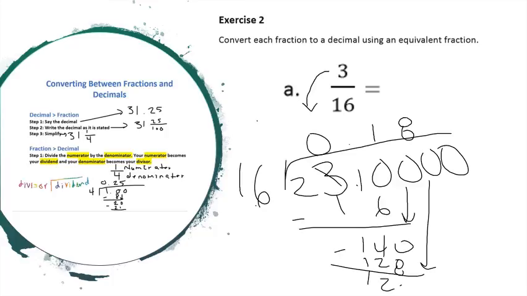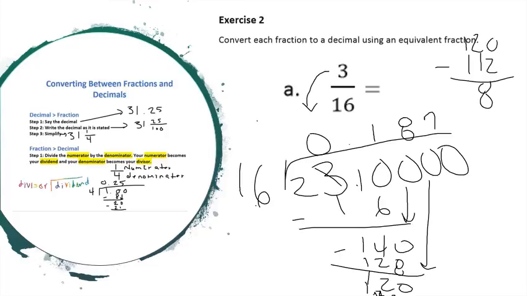And bring it on down, bring it on back. We're just going to keep going. Divide. How many times can 16 go into 120? I know it can go into it 7 times without going over. Multiply 7 times 16 gives me 112. So now I have 120 minus 112 gives me 8.